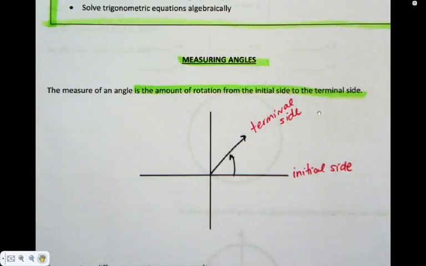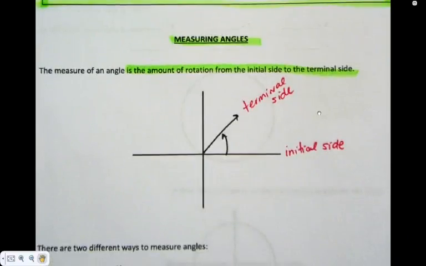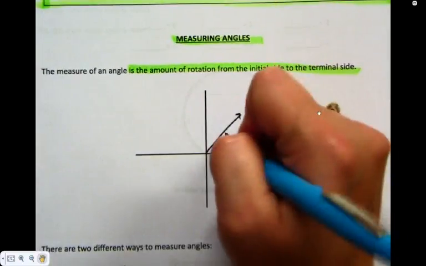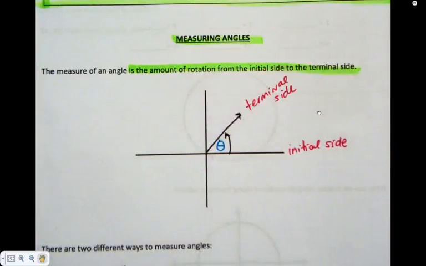And who remembers from last year or the year before, what is the variable that we use to represent an angle? Theta. It is theta. Why theta? What the heck is that? It is a Greek letter. Why do we use a Greek letter? We have English letters. They're great. Why don't we use them? Because the Greeks invented trigonometry.